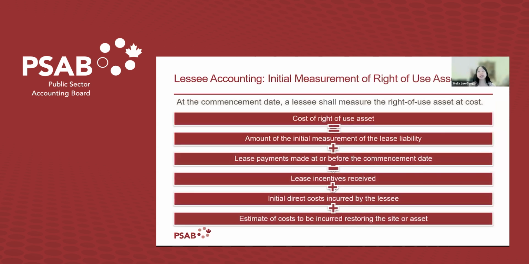A lessee recognizes the cost shown on this slide as part of the cost of the right of use asset when it incurs an obligation for those costs. The cost of the right of use asset is comprised of the amount of the initial measurement of the lease liability, any lease payments made at or before the commencement date, less any lease incentives received, any initial direct costs incurred by the lessee, and an estimate of any costs expected to be incurred for restoring the site or asset.